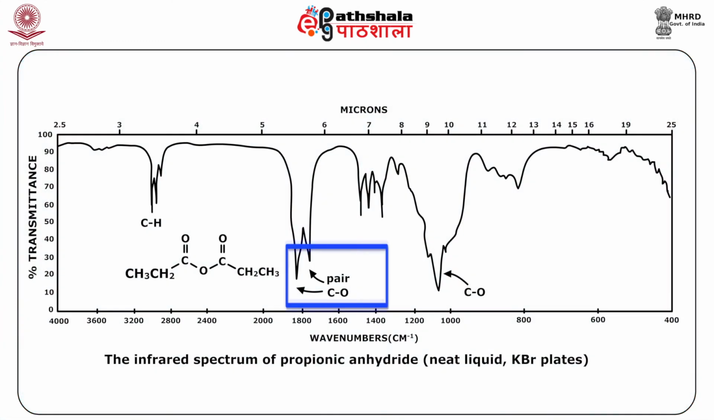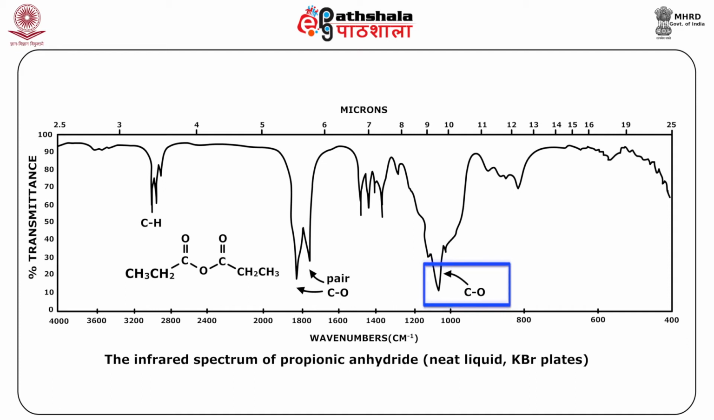Now coming on to the next carbonyl functional group, which is anhydrides. The acid anhydrides show two absorption bands due to the carbonyl group in the region of 1840 to 1800 cm inverse, which arises due to symmetric stretching, and 1780 to 1740 cm inverse, which arises due to asymmetric stretching. Conjugation shifts each of these bands to lower frequencies, about 30 cm inverse each. Ring strain moves the absorption to higher frequency.